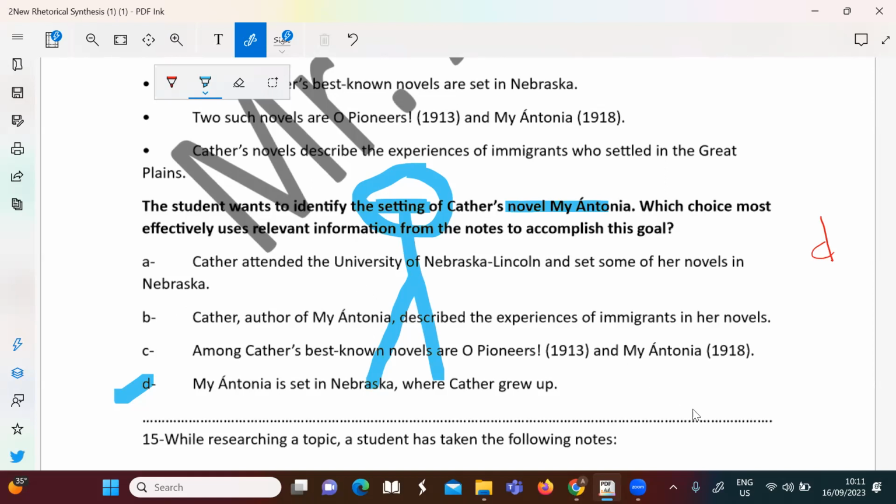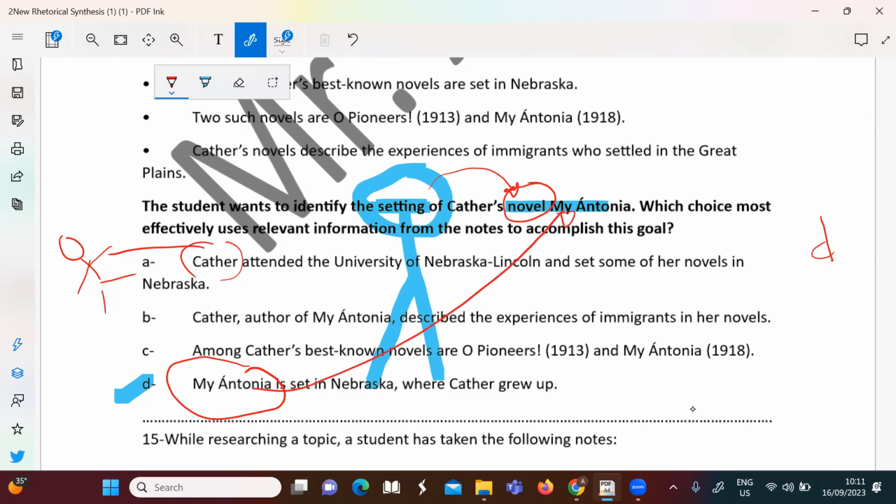Okay, here we are talking about the person, right? The university where she wrote her novels. But the question asked about the setting of a novel, not the place, not the person. The novel here, that's the novel, the setting of the novel.